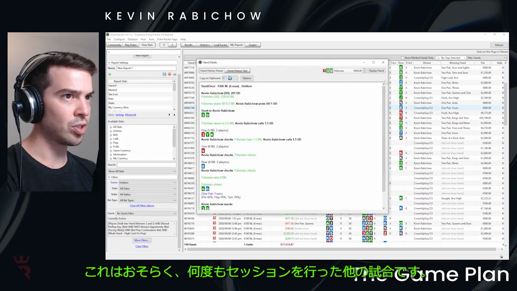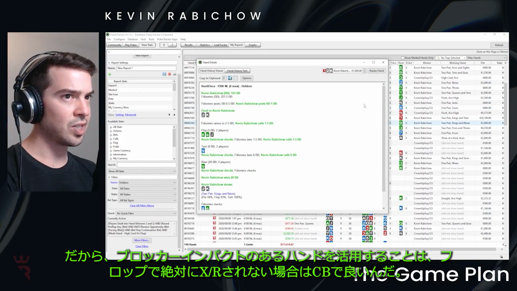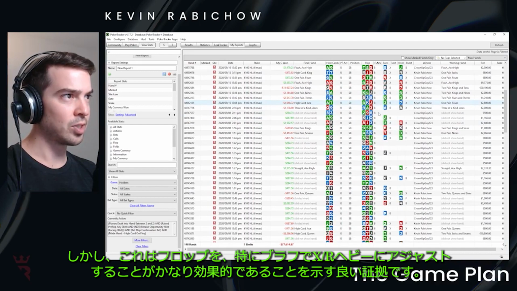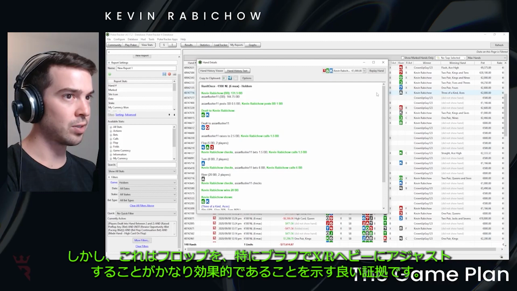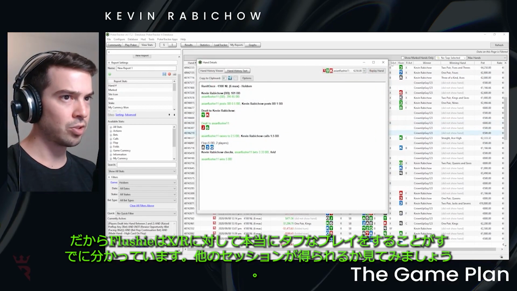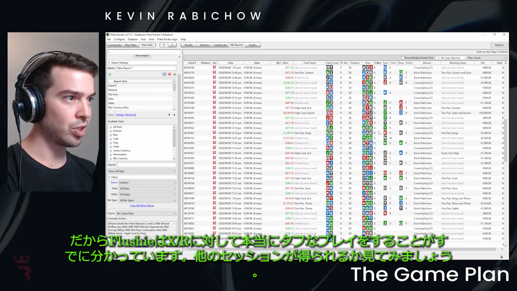We played multiple sessions. So utilizing hands that have blocker impact, utilizing hands that are good if I never check raise the flop. They're good c-bets if I never check raise the flop. But that's a pretty good bit of evidence that adjusting towards a heavier flop check raise, especially with bluffs, is going to be quite effective. So Flushy, we already determined, was underfolding to, just playing really tough against check raise.